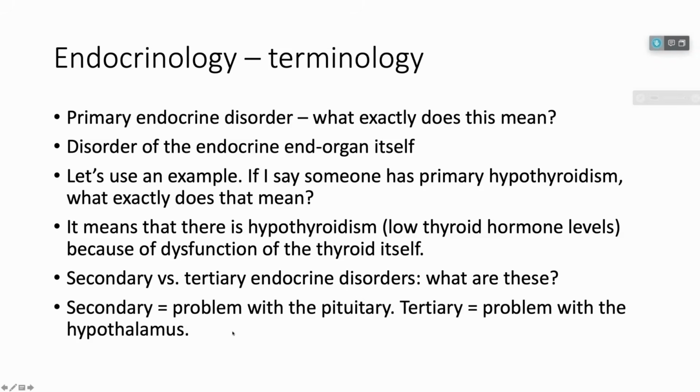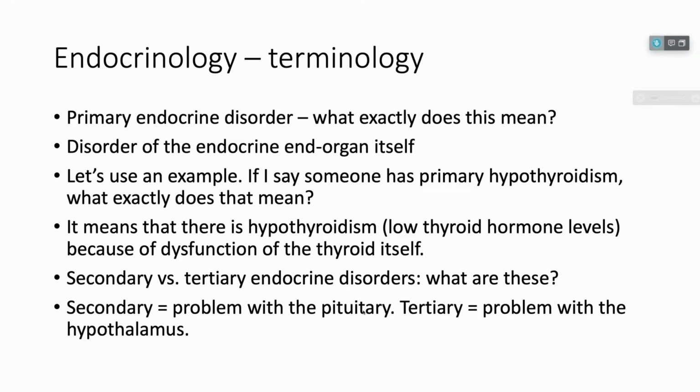So again, these are very specific meanings, and very few people actually know this. I don't think they teach you definitions. Secondary means is for endocrine disorders. This is just endocrine disorders. If I say someone has hypertension secondary to blah, blah, blah, I don't mean it's in the pituitary, right? This is specific to endocrine disorders.